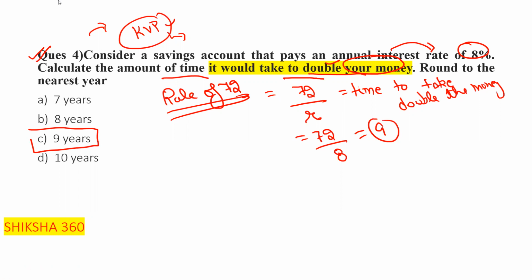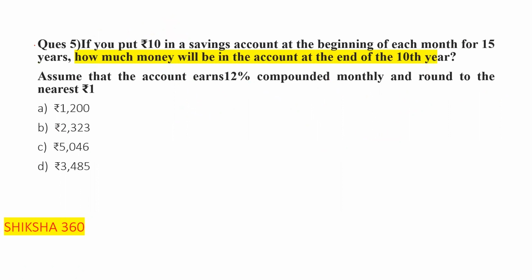Now move to the next one, question number 5. This is an important question. Now a little bit tricky question comes, but easy; you have to think over it a little bit.